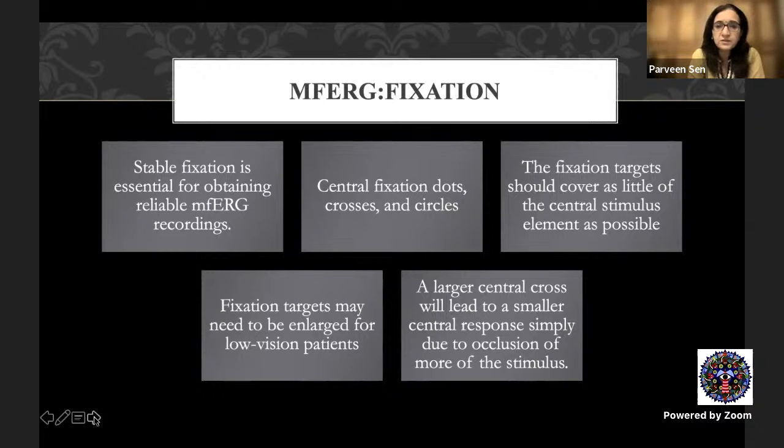That is why in every stimulus of multifocal ERG, you will have a central fixation dot or cross or circle. In fact, it is so important to have central fixation that the central fixation dot is also made small. It should not cover the entire central hexagon, because if it does, it will reduce the stimulus from the central hexagon, and that too will interfere with your interpretation.